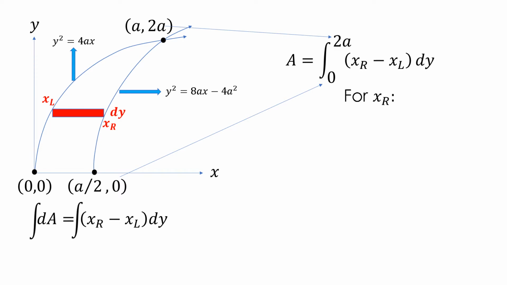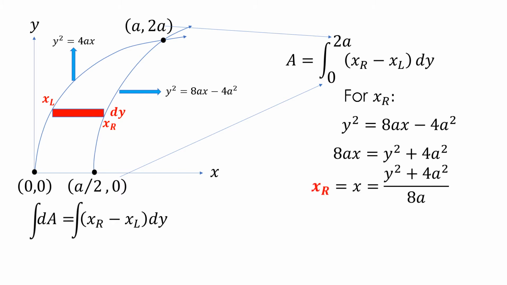To solve for the value of xr, it will be based on the second parabola, which is y squared equal to 8ax minus 4a squared. Solving for x, we get x equals y squared plus 4a squared all over 8a, and this is xr, the x that touches the right side of the horizontal element. For xl, it can be solved from the parabola y squared equal to 4ax. So it follows that xl is equal to y squared all over 4a.